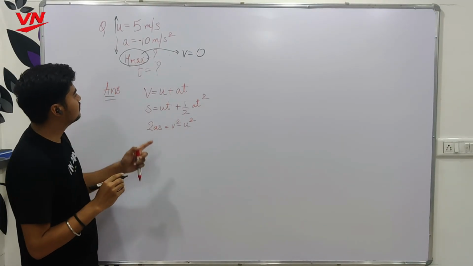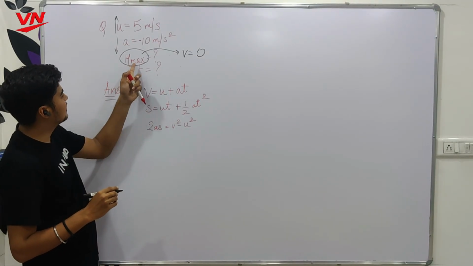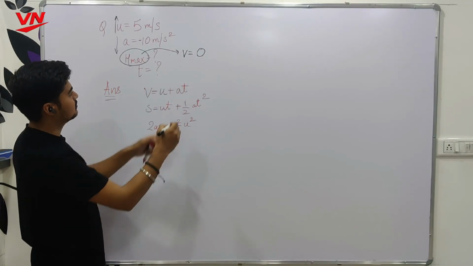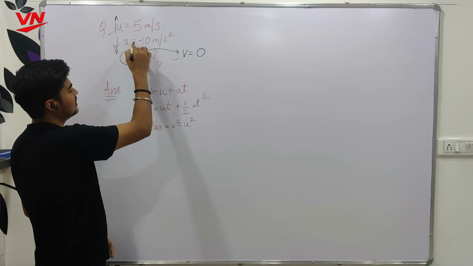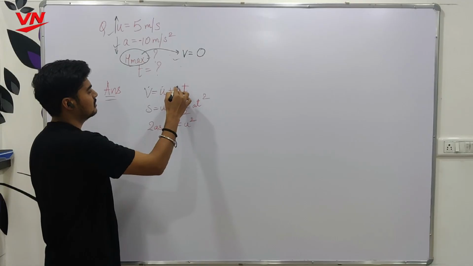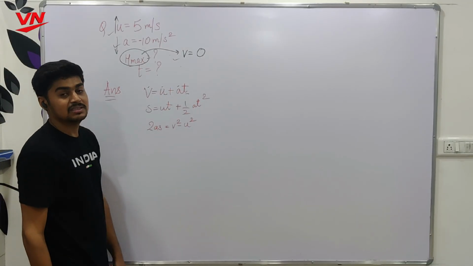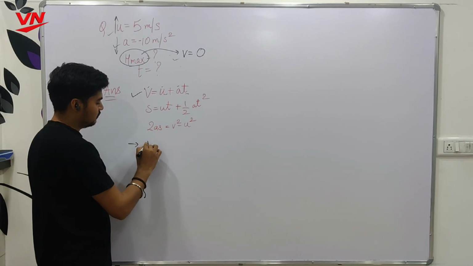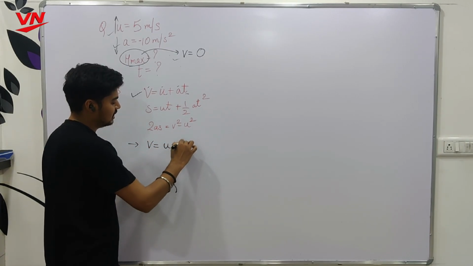Okay, so basically to get h max, if the final velocity is given, initial velocity is given, and acceleration is given, I will easily get the time if I use the first equation. So v is equal to u plus at.